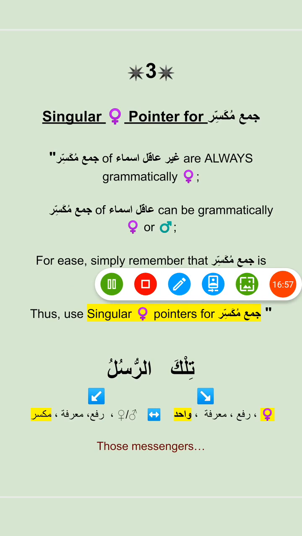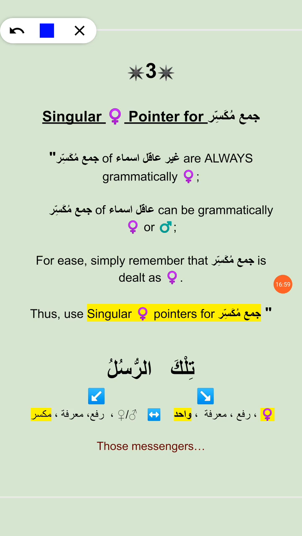Okay, all right, third point: singular feminine pointer for the jama mukassir. Okay, this is what I was talking about earlier. So these two points are the ones that we have literally grown up studying, well, since section A. Okay, so what do I say here? I say that jama mukassir of ghair aqil asma, the asma that do not possess intellect. All right, so we have grammatically classified all the creatures of Allah into two types, aqil or ghair aqil.